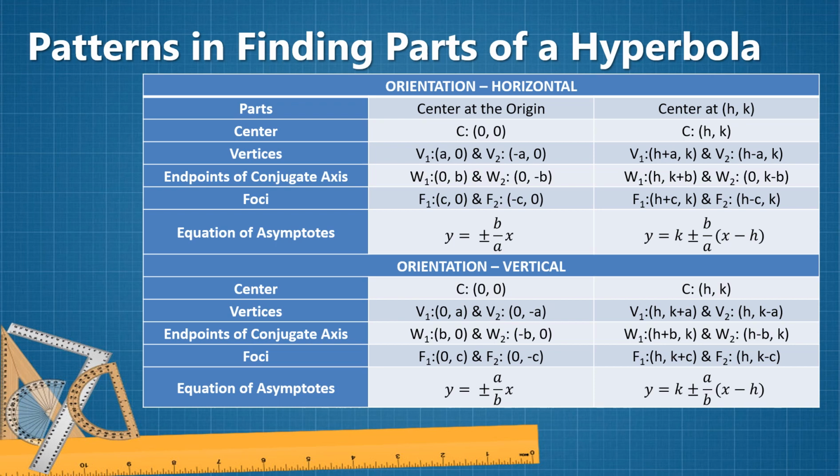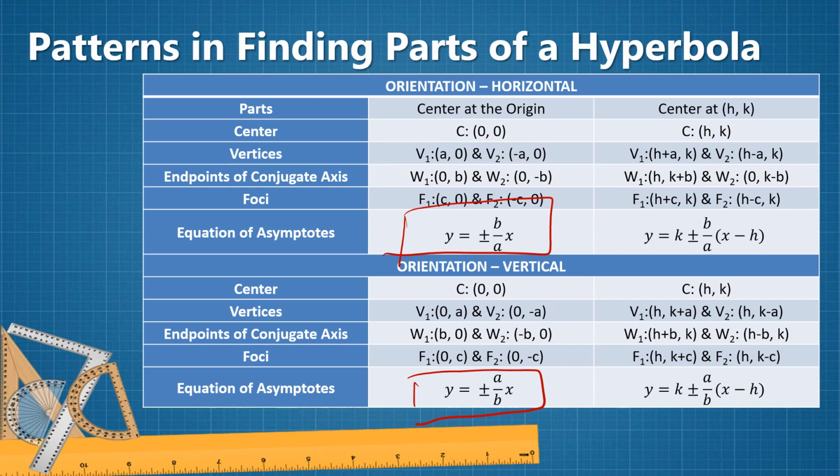Here are the patterns in finding parts of a hyperbola. We have center at the origin, center at (h, k), and the orientation, which can be horizontal or vertical. Take note of the equation of the asymptotes. We have the formula y equals plus or minus b over a x if the orientation is horizontal and the center is at the origin. And if the orientation is vertical and the center is at the origin, we have y equals plus or minus a over b x.